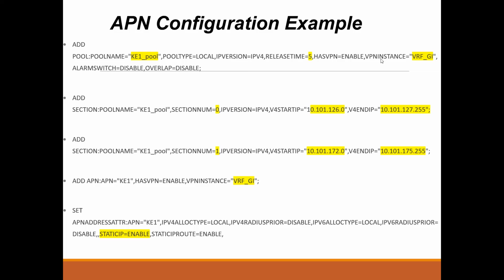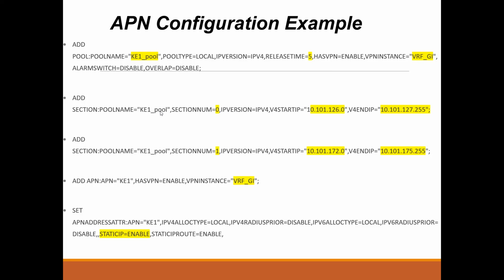Okay, you specify a VPN instance, and we will discuss more configuration. I'm going to explain what a VPN instance is. Basically, we specify different VPN instances for different IP pools in order to streamline their routing via your IP core. So this is compulsory: you need to specify which VPN instance will be used by this specific pool. The next command is add section.